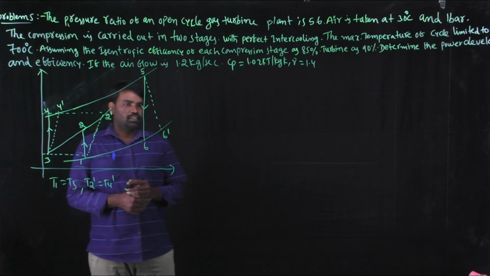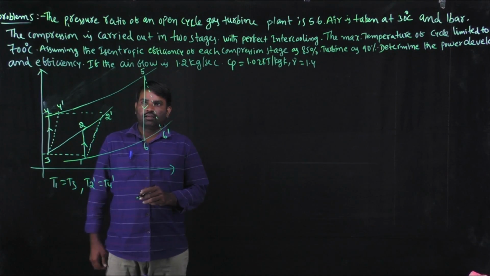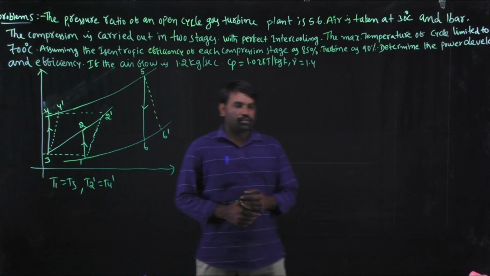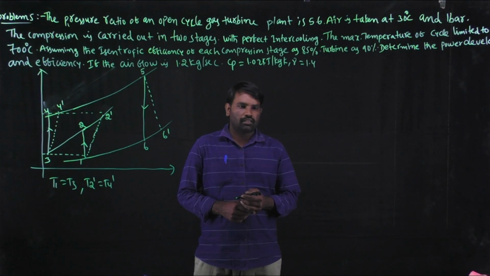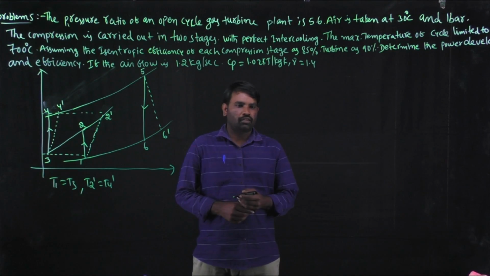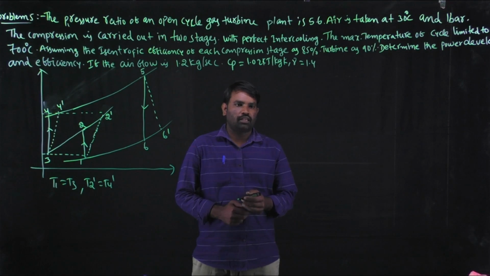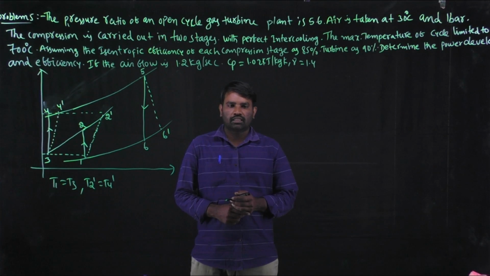Okay, good morning, students. Today we will see one more problem on the Brayton cycle. As we have seen in previous lessons, we use three different methods of increasing the performance of the gas turbine: first, gas turbine with intercooling; second, gas turbine with reheating; and third, gas turbine with regeneration. In the present problem, we will discuss the gas turbine with intercooling method.